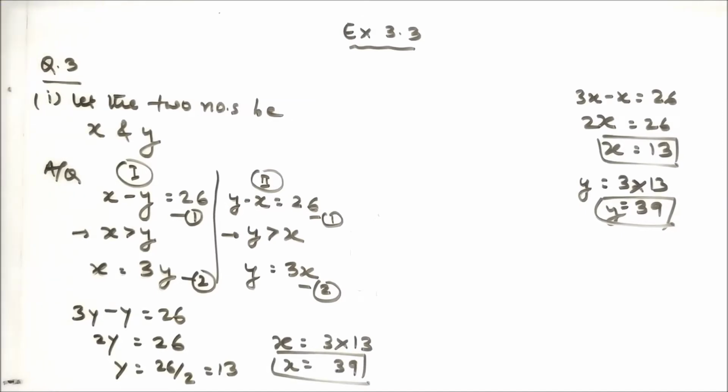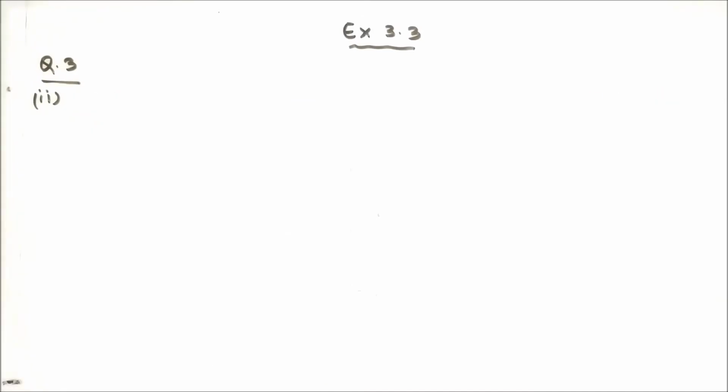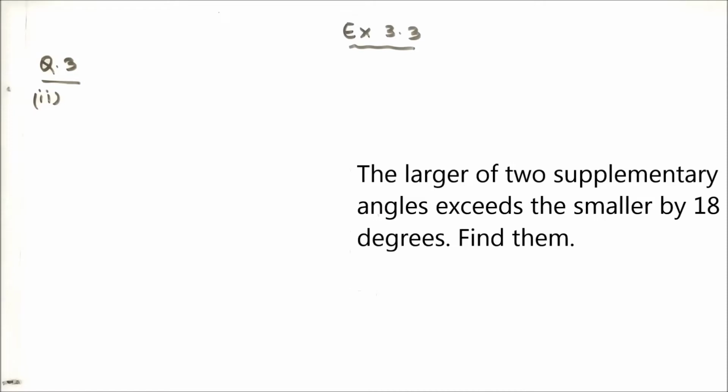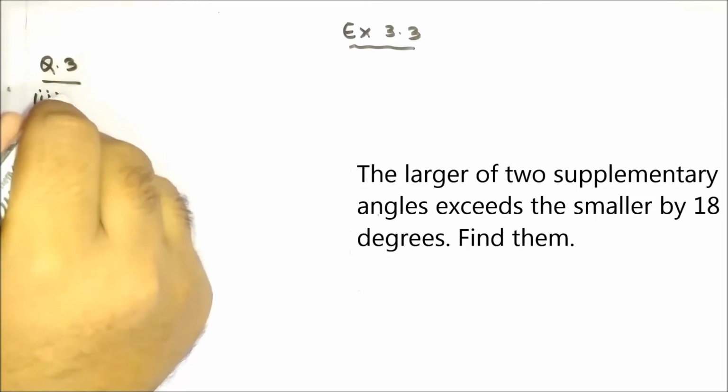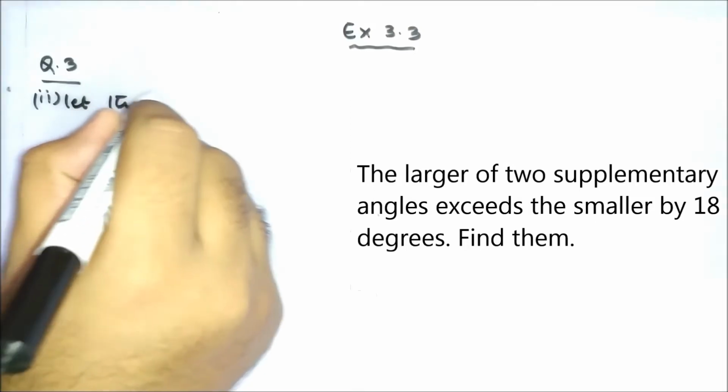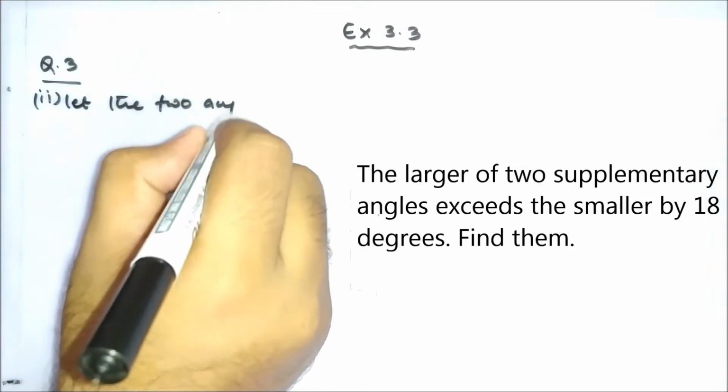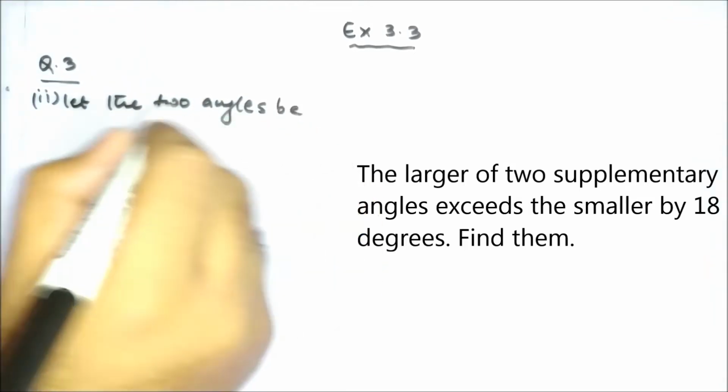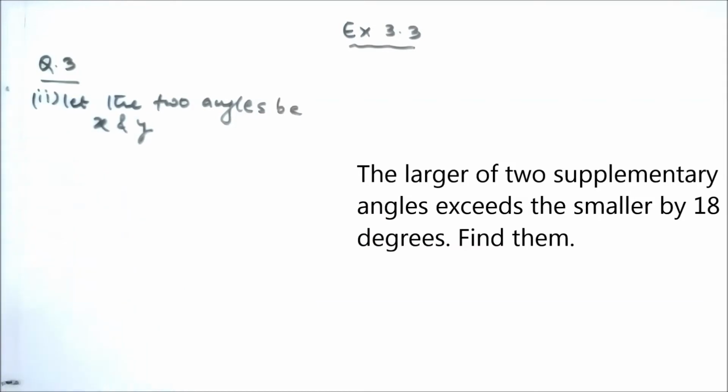Moving to the second part. Now the question is, the larger of two supplementary angles exceeds the smaller by 18 degrees. You have to find them. Again, two angles are given. So let the two angles be x and y. Now it is saying that both the angles are supplementary angles.